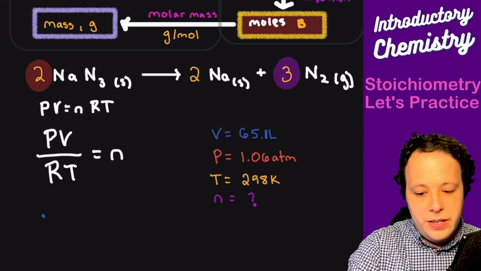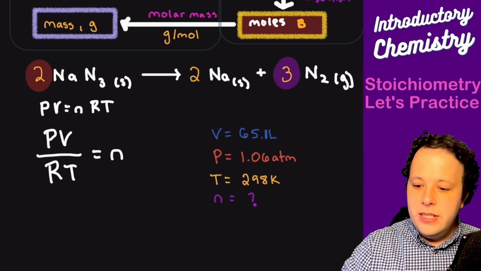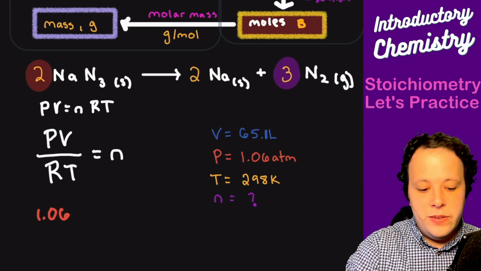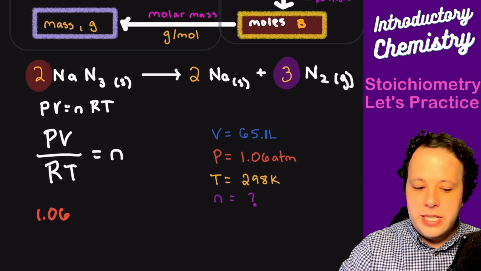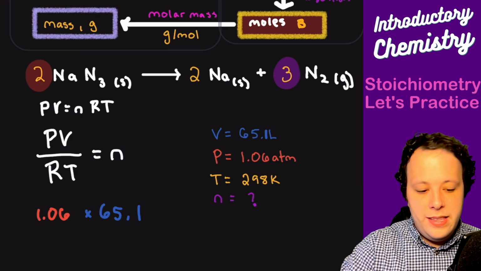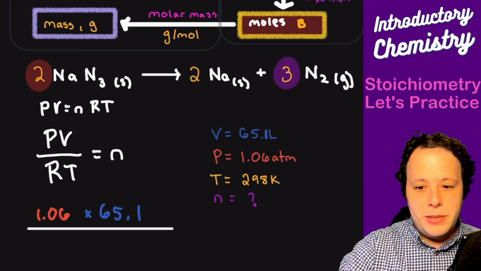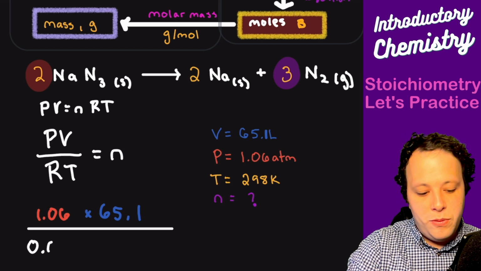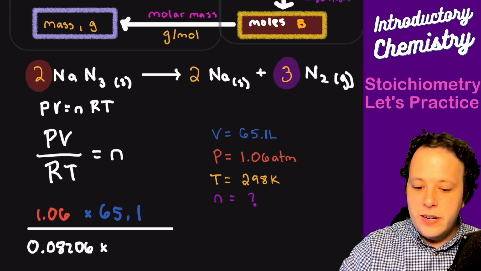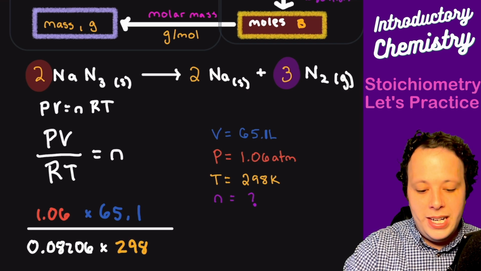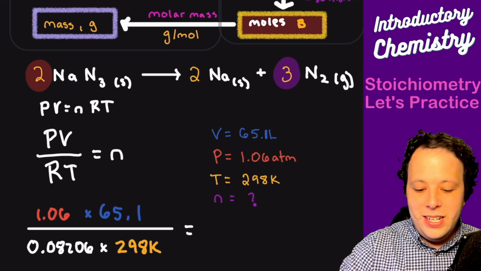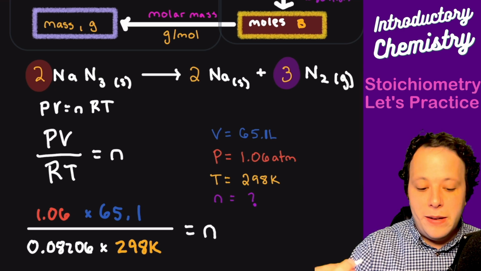So we'll have 1.06 times 65.1. So 1.06 times 65.1. Then we're going to divide that by our R constant, which was 0.08206, times our temperature, which is 298 Kelvin. All right, now I know I didn't write all of our units in here, but we know in the end it's going to be making moles.